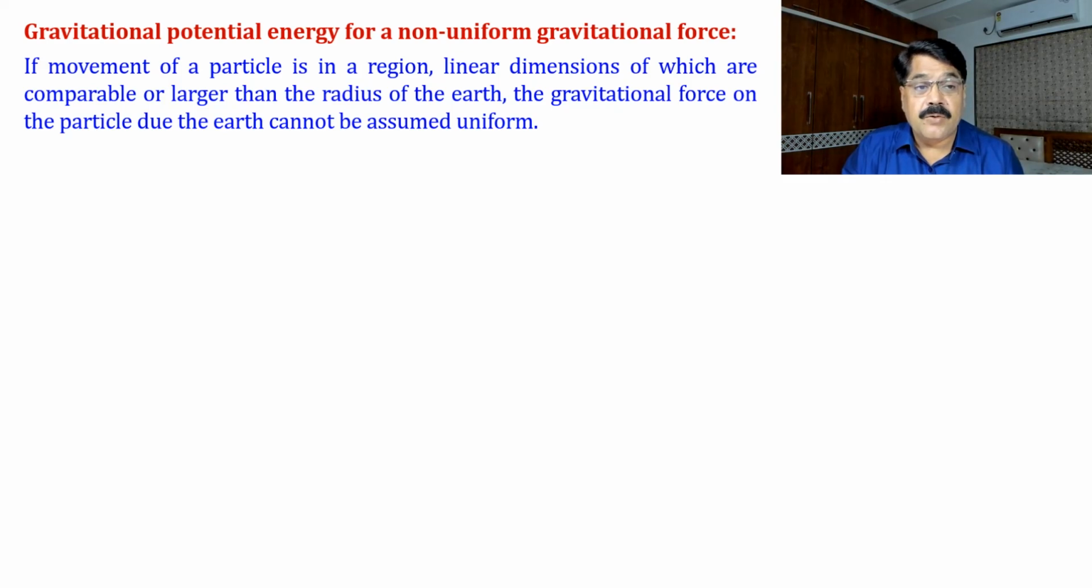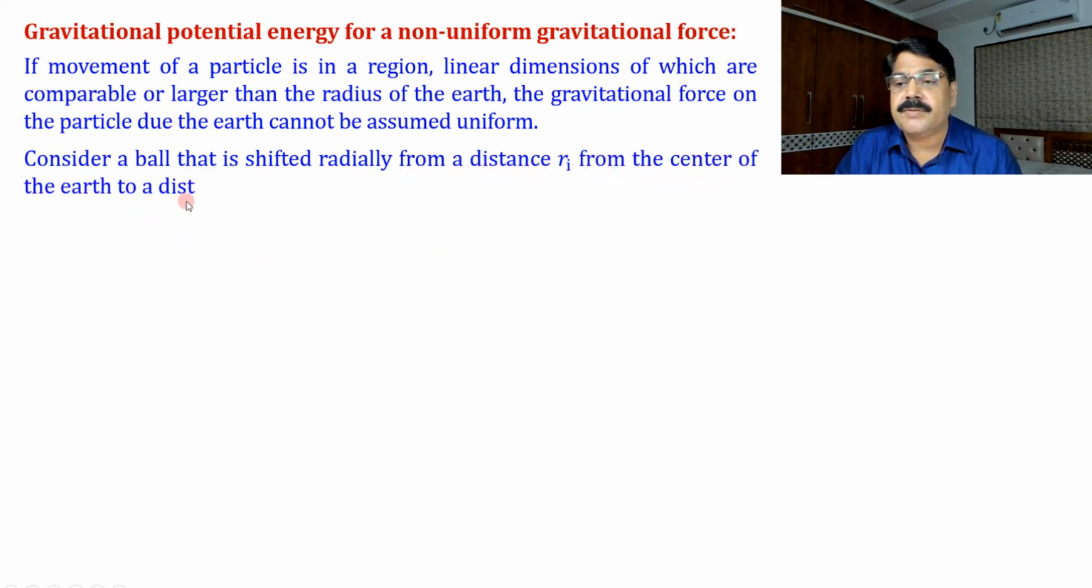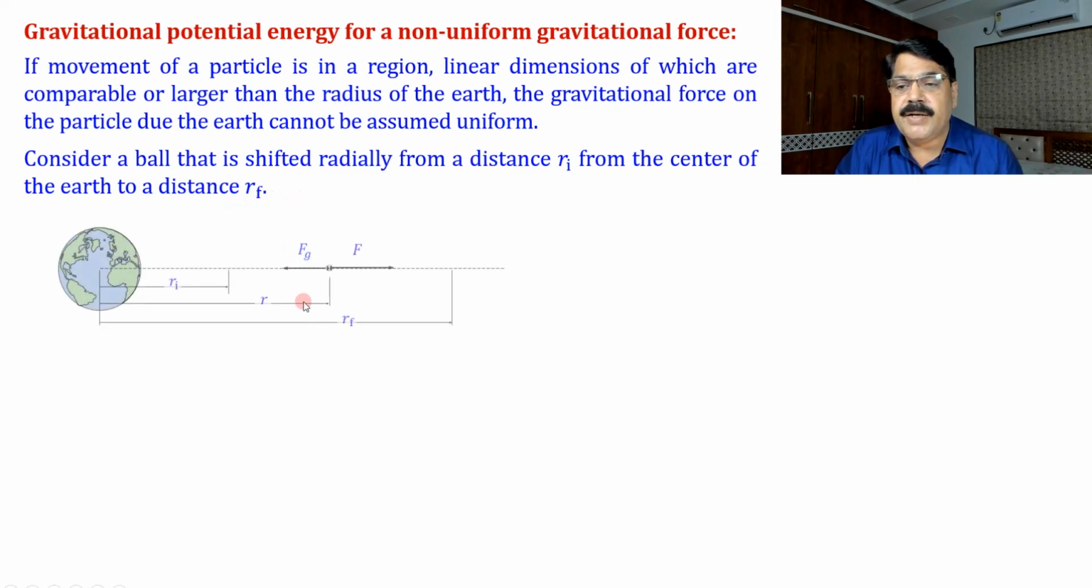To assume gravity to be non-uniform, only saying that the particle must be far away from the earth is an insufficient condition. What is the sufficient condition? Wherever the particle is, its movement must be in a region whose linear dimensions are much larger than the radius of the earth or comparable to it. Consider a ball that is shifted radially from a distance ri from the center of the earth to a distance r final. See here in the diagram, the ball was shifted from ri, r initial, to rf, meaning r final.